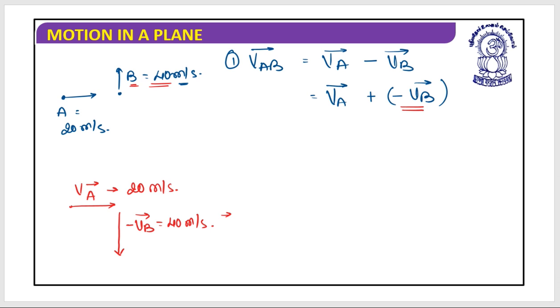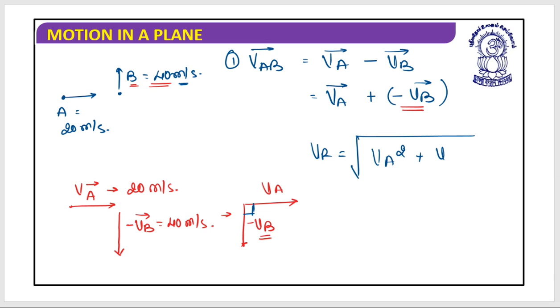So if I redraw or rearrange this, the situation should be something like this. This is VA, this is minus of VB, and this V relative should be, as you can see, this is the angle between these two. It's an angle of 90 degrees. So this VR should be equal to under root of VA square plus VB square.